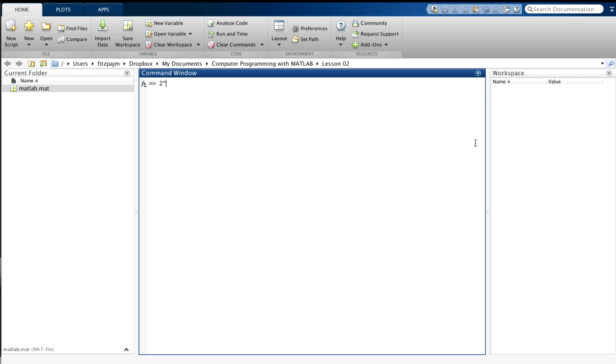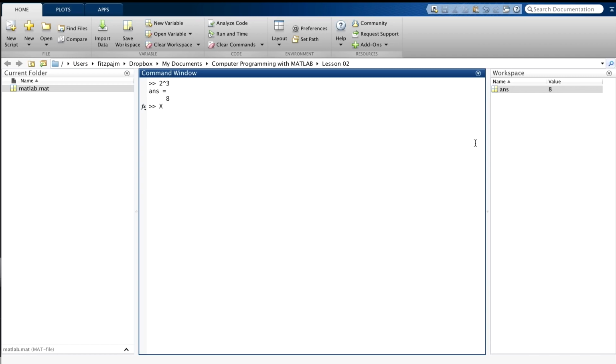Now let's look at exponentiation. 2 caret 3. The caret is the exponentiation operator, and 2 to the third power is what that means. 2 to the third power is 8. Not surprising. But what might be surprising is that you can do exponentiation operation with arrays. Array exponentiation works sort of like array multiplication. At least the rules are the same.